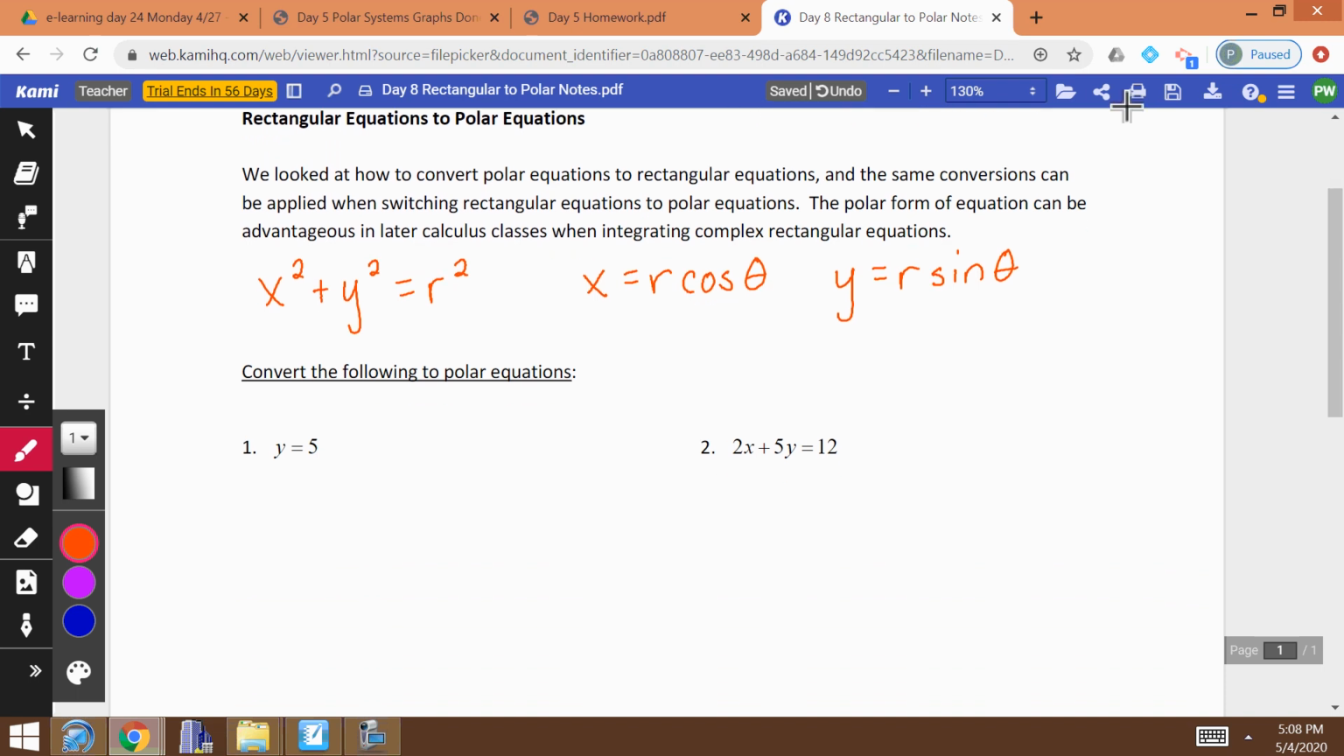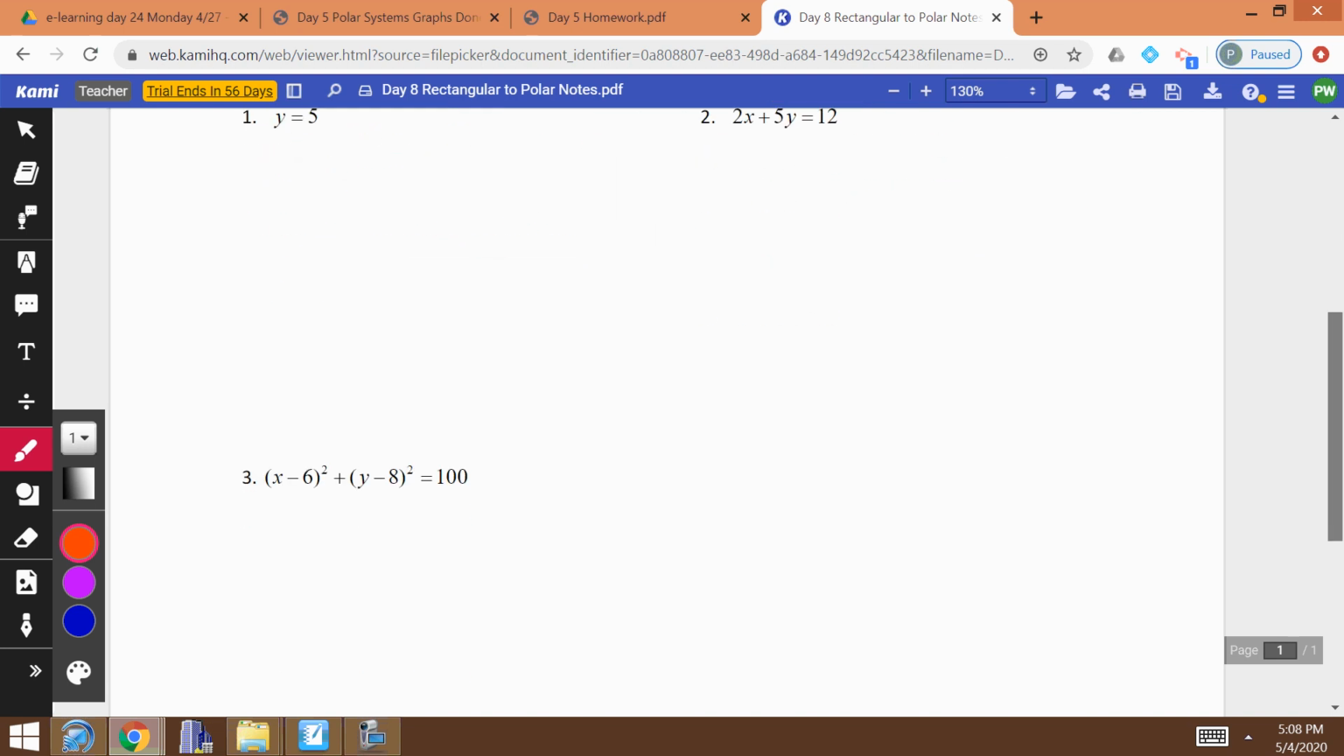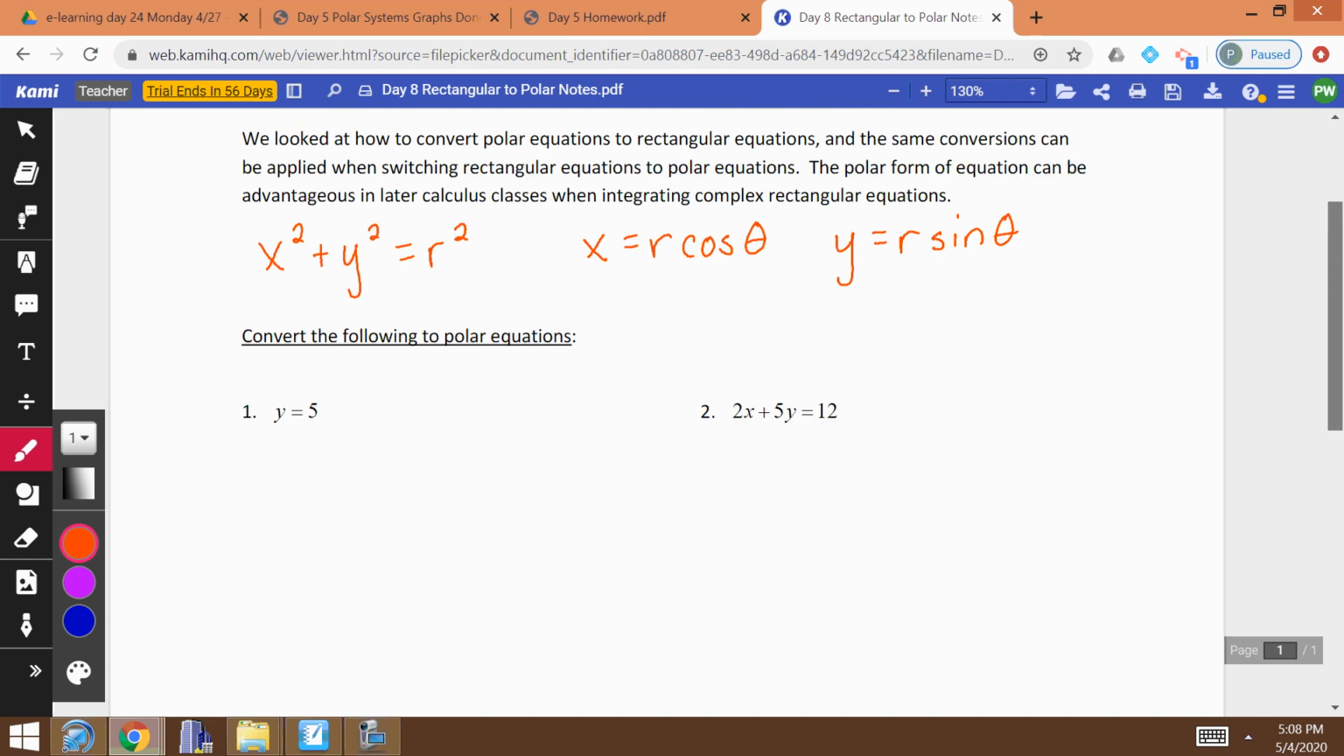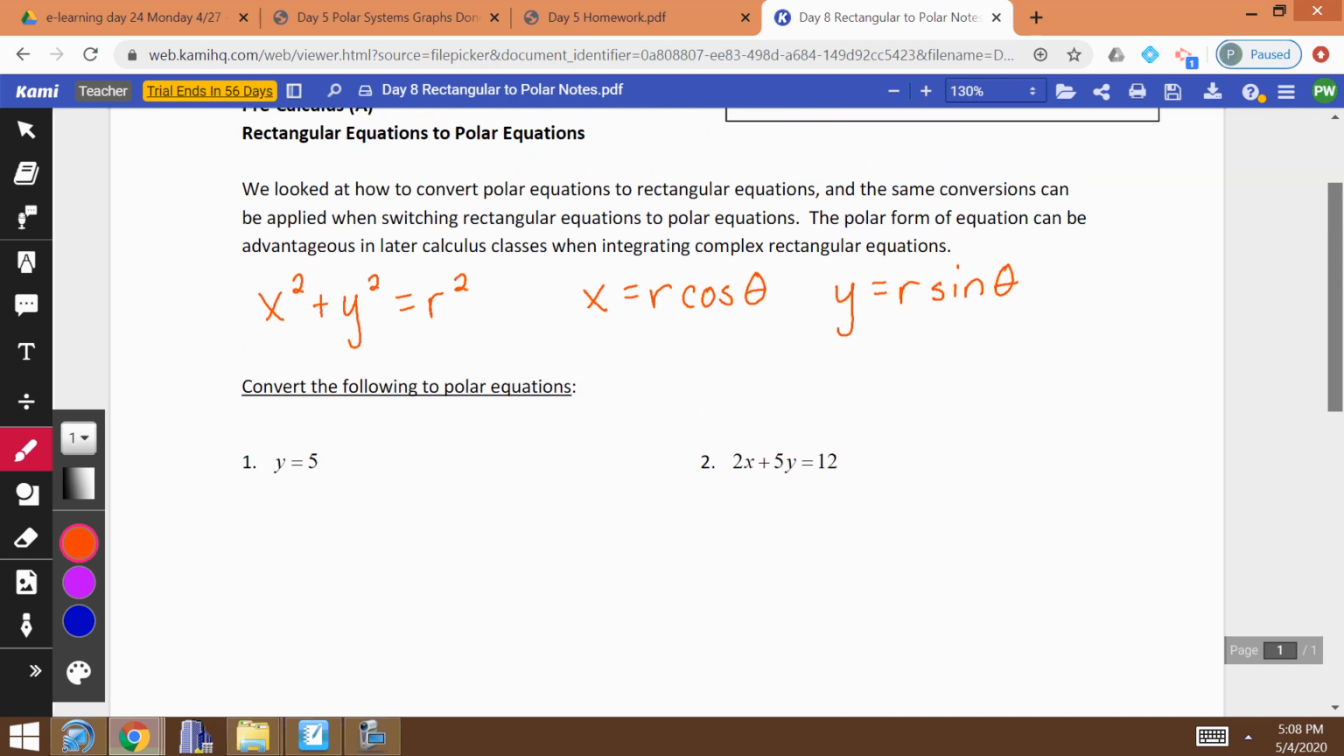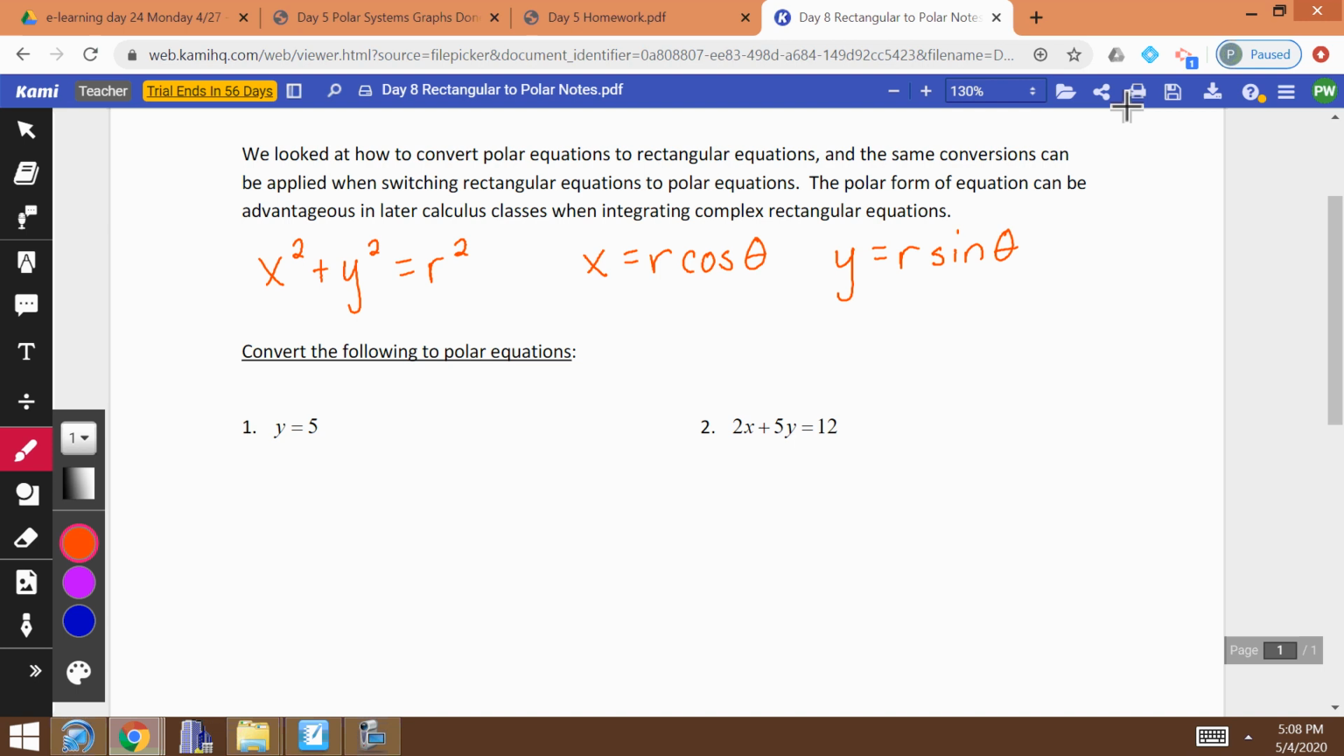So y equals 5 we know is a horizontal line. Now this one, reasonably speaking, putting it into polar might be making it more complicated. We actually did this one the other way around on our last notes, but one of the reasons we will be doing a couple of these starting off a little bit easier, then getting a little bit more complicated, is that next year in calculus, you might have to take some of these rectangular equations and put them into polar because it actually makes it simpler to do some of the different calculus things with them. So that's why we're going through this here.